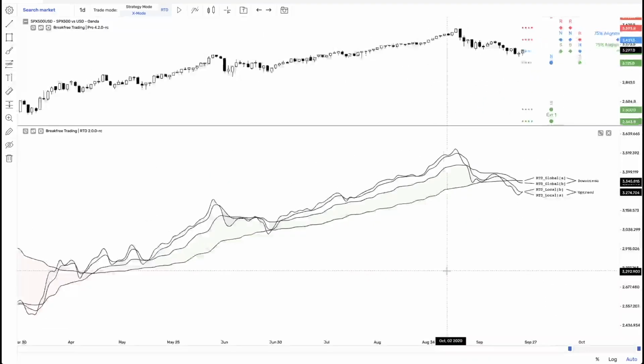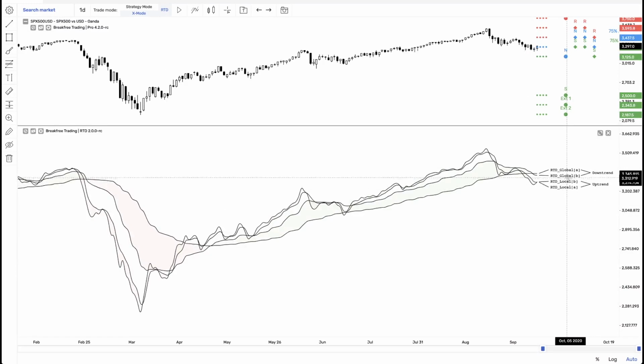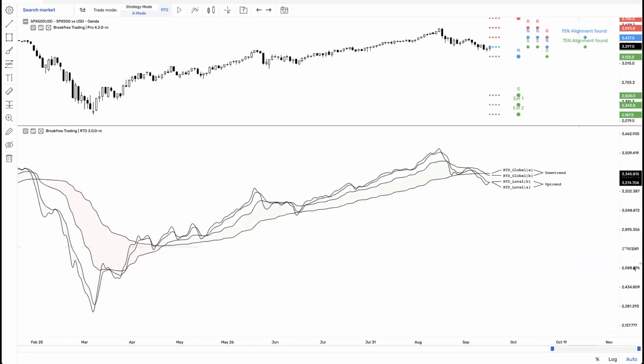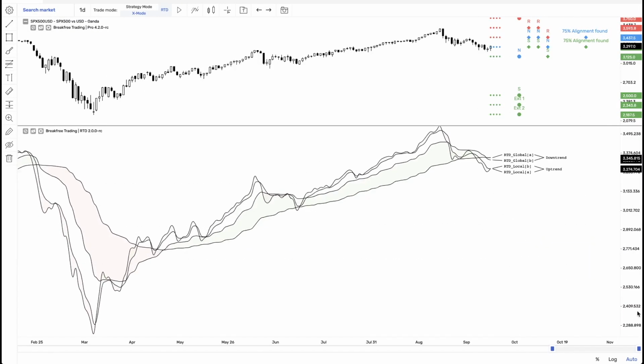So RTD consists of a local and a global. And what that means is that we have a local reading on the current trend, on what the market is doing right now, and then we have a global trend of what the market has been doing for a long time. So for example, here on SPX, we can see we had a global uptrend since 24 April, and just now it is slowly coming to an end.